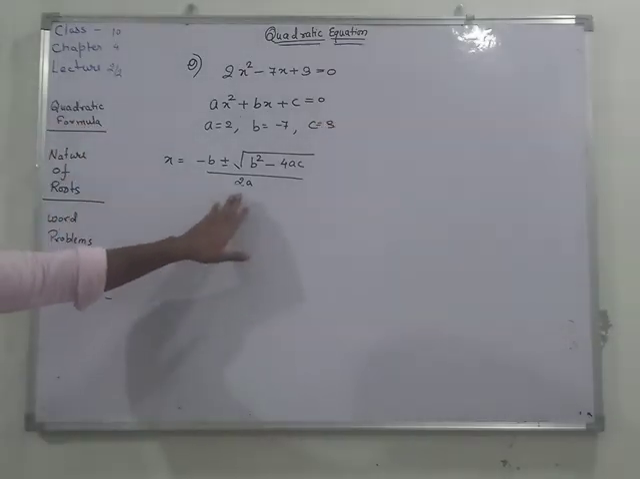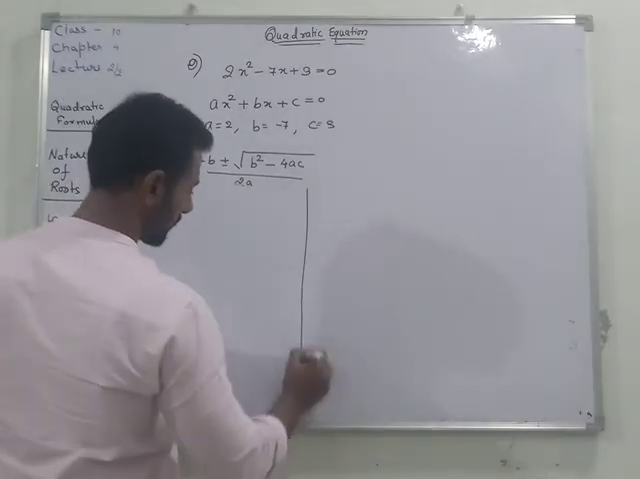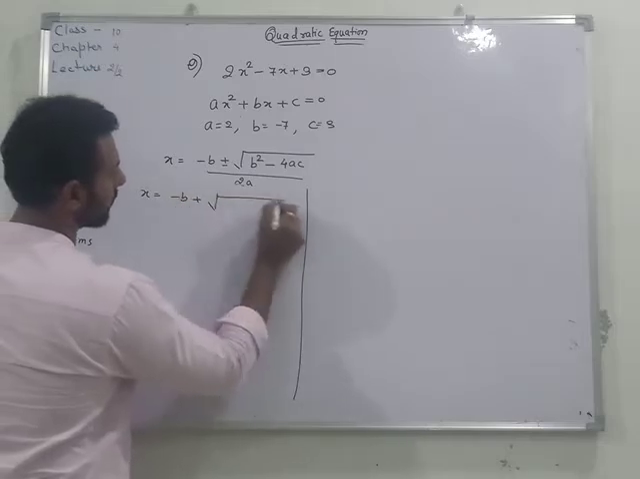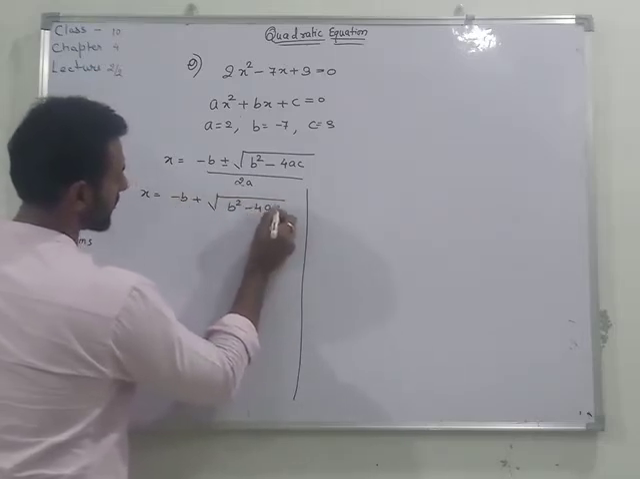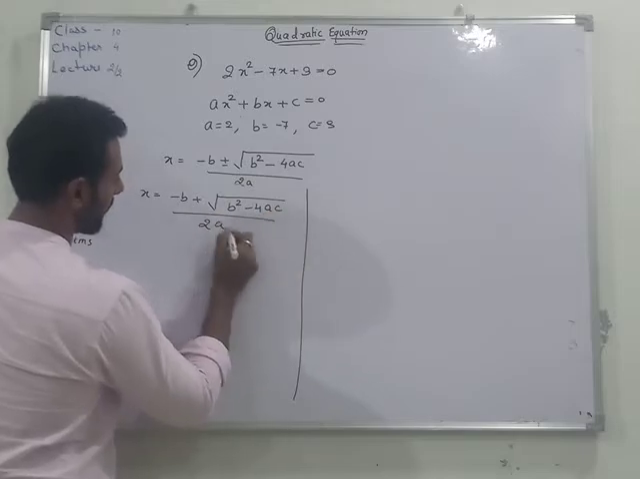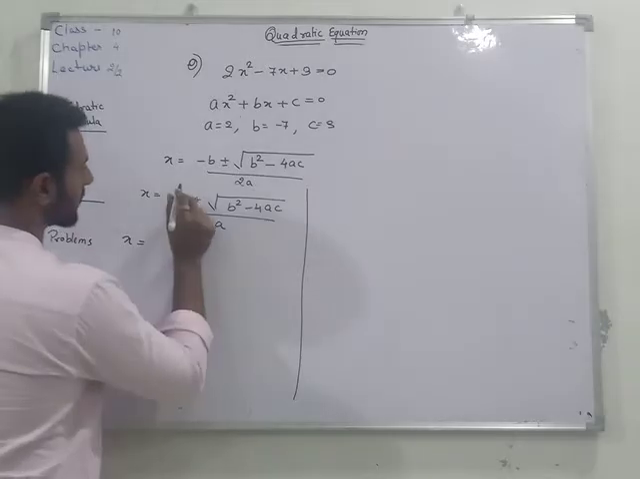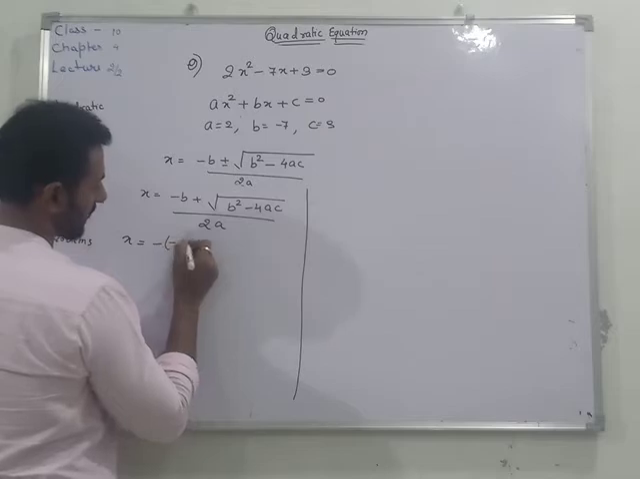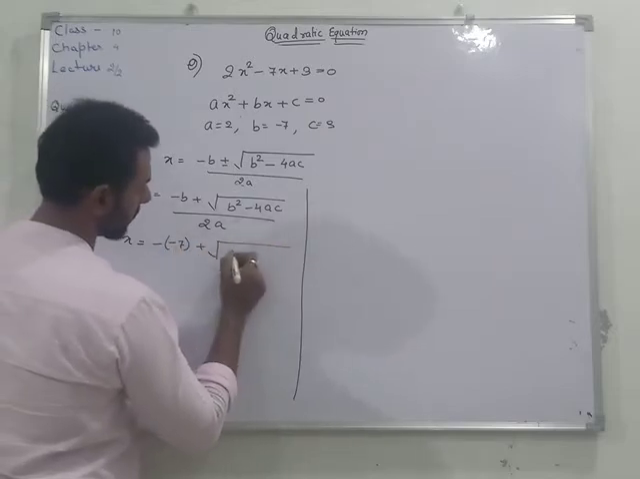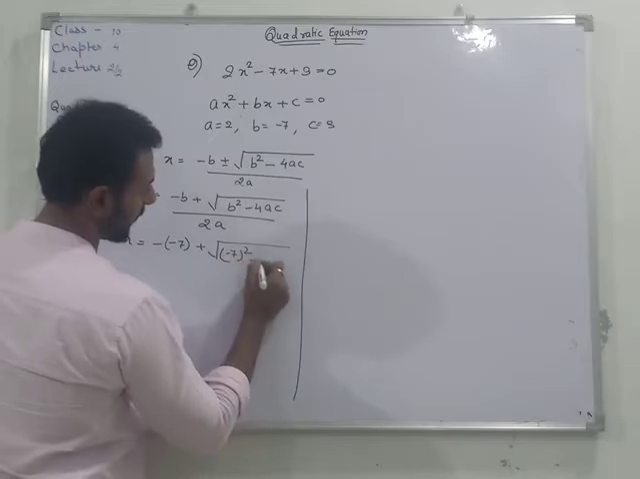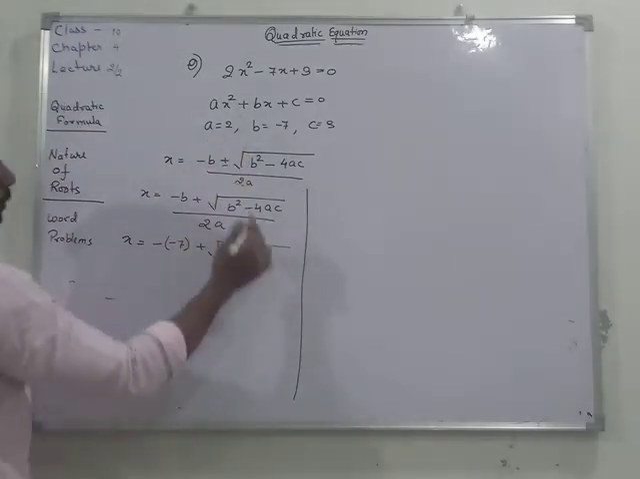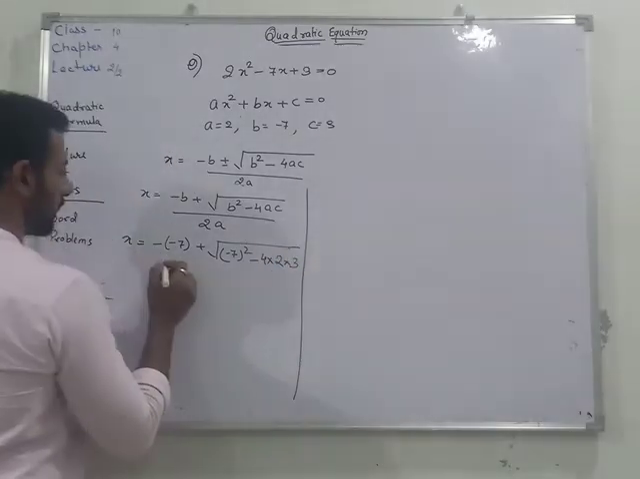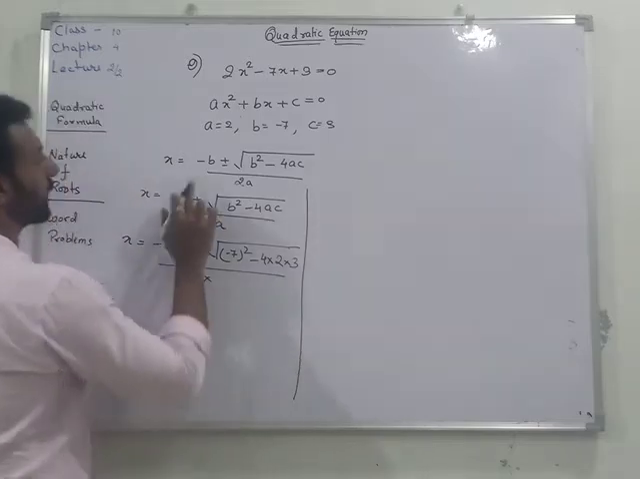Now solving for positive and negative terms, x is equal to minus b plus under root of b square minus 4ac, by twice of a. x is equal to minus b. Minus b is minus 7 plus under root of b square, means minus 7 square, minus 4, a is 2, c is 3, whole upon twice of a is 2.